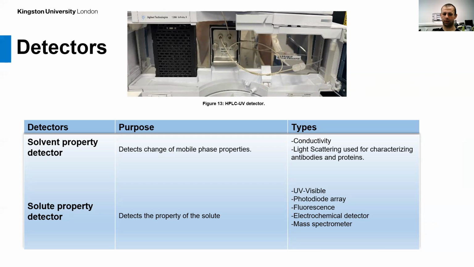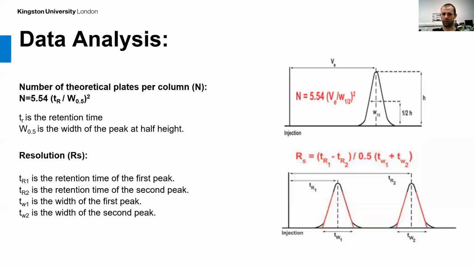Solute property detector. There are many types of solute property detector, including UV visible detector, photodiode array detector, fluorescence detector, electrochemical detector, and mass spectrometry detector. Once compounds have been detected, it will generate a chromatogram. So data analysis is important in HPLC.